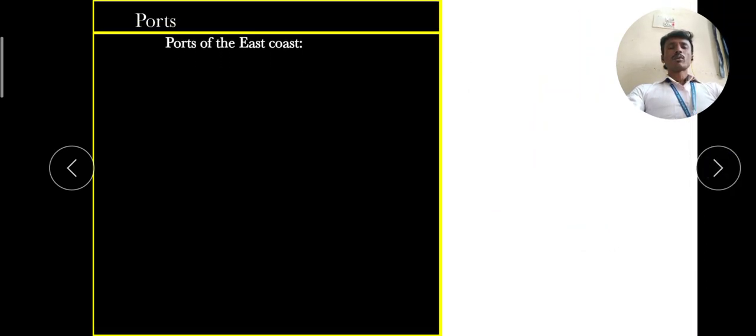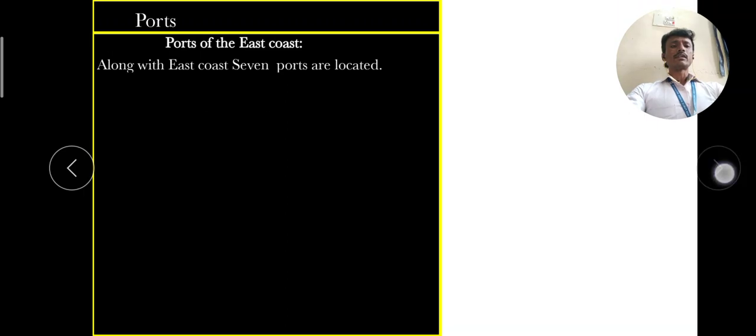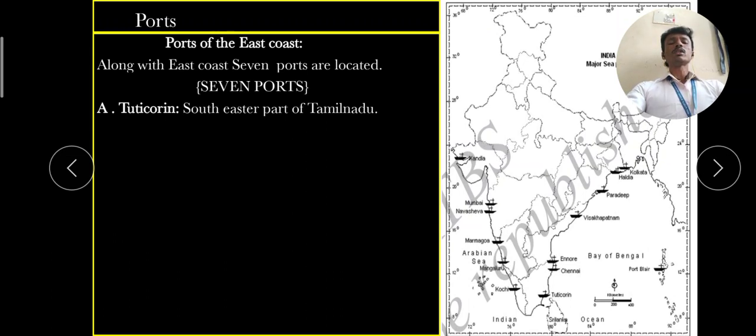And after that, the ports of the east coast. Along the east coast, how many ports are there? There are 7 ports. The first one is Tuticorin. Look here, this is Tuticorin. It is located in the southeastern part of Tamil Nadu.